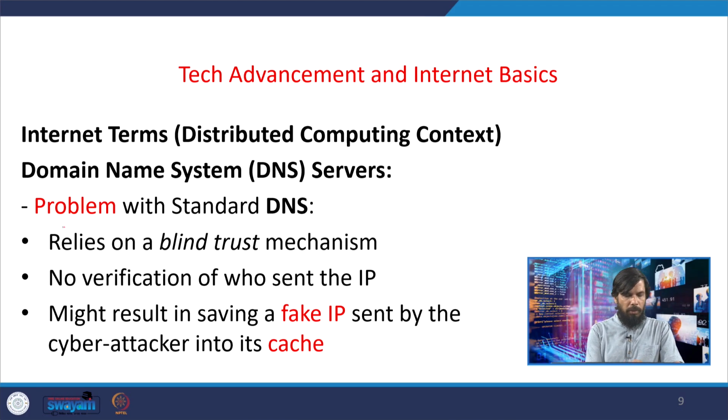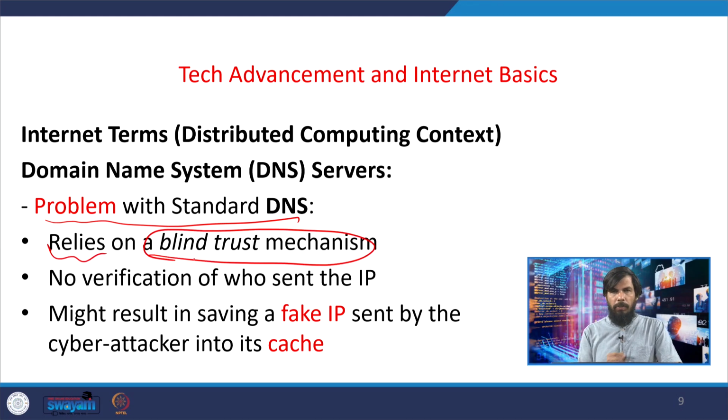So, what are the problems? Let us look at the problems with the standard DNS. Standard DNS relies on a blind trust mechanism. We noticed the kind of steps that we talked about. The DNS resolver is continually querying other servers and getting their responses and using those responses by trusting them. So, in between, a cyber attacker might be monitoring the network, and it can monitor a particular message, a particular packet, and therefore give a wrong response to the DNS, right.